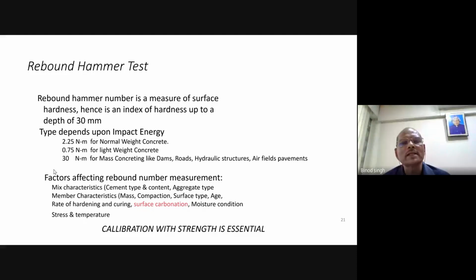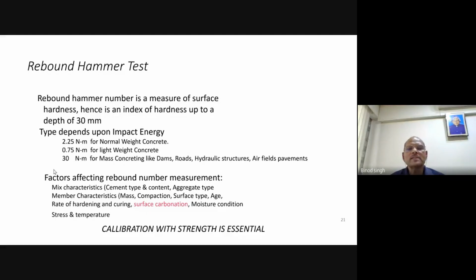Say we have done some curing. Suppose you may not be able to do the proper curing. So the inside core of the column may have very good concrete, and the surface concrete may not be good because you have discontinued the curing process. So concrete may be good inside, but the outer surface may be weaker. So you cannot rely on that. Other factors depend on cement type, content, aggregate, then surface carbonation, which is also very important, moisture condition, stress and temperature. These are the factors which create the problem.